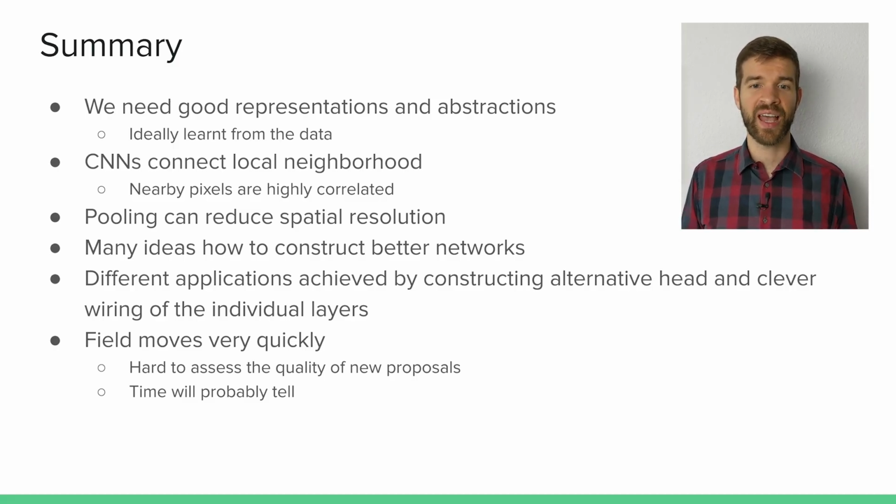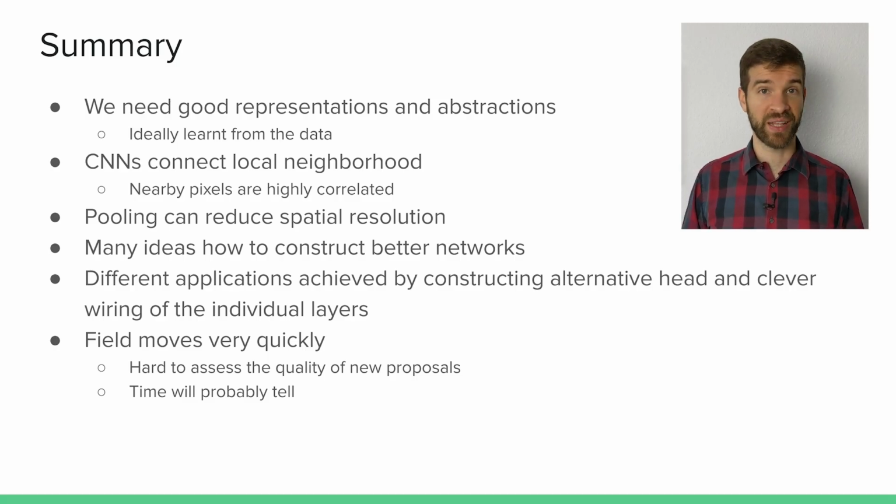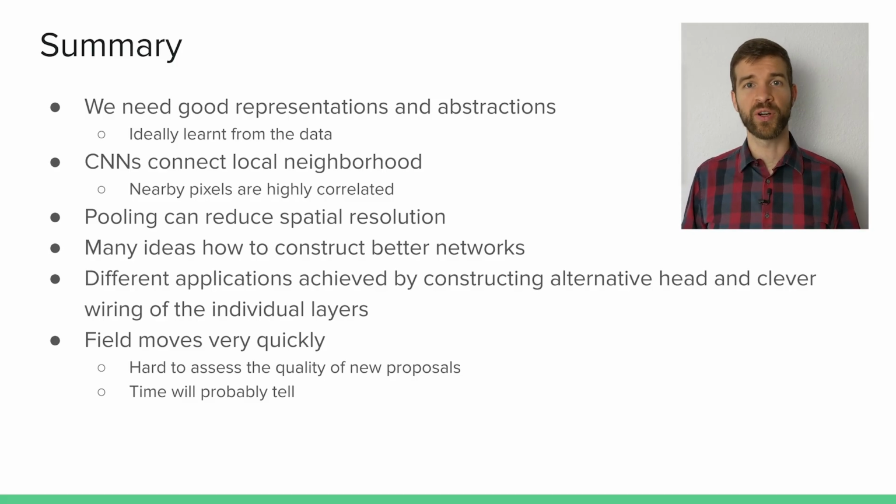And CNNs have this one specific layer type, the convolution, that learns to connect the local neighborhood by only taking a look at a small area in the input image, because nearby pixels are typically highly correlated. We have talked about pooling layers that can help us to reduce the spatial size to be more efficient, and there are many ideas on how to construct better networks. And different applications, as we've seen, depending on the task that you're working on, require different architectures and different wirings of these to solve your problem.